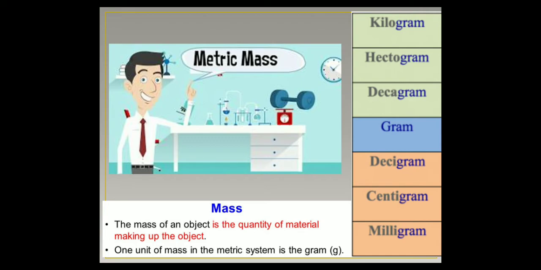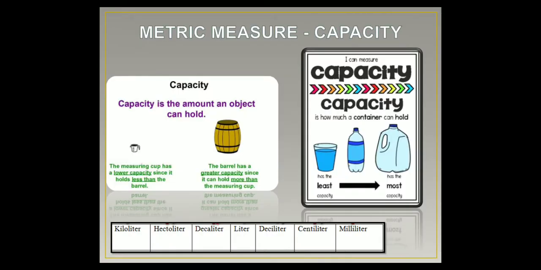For example, when measuring vegetables at a market, we say that we need 1 kg of onions, 2 kg of potatoes, right? So that is mass, and we use grams there. Clear? Fine. Now next comes capacity.